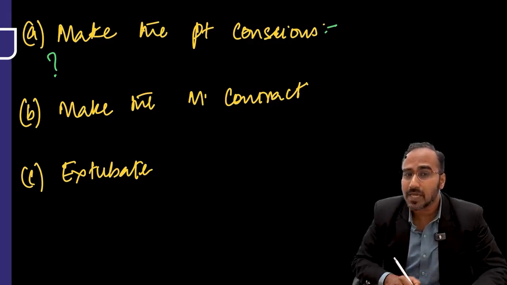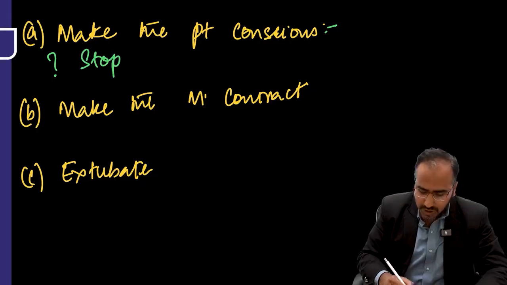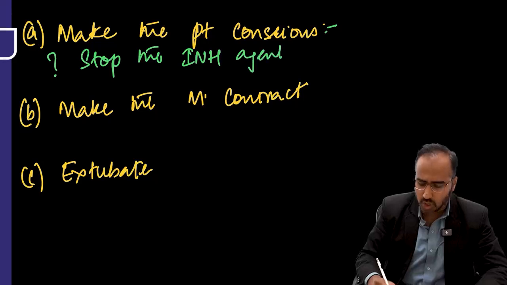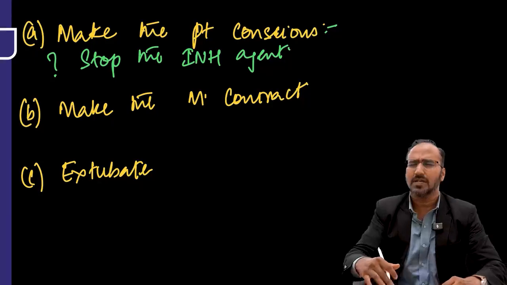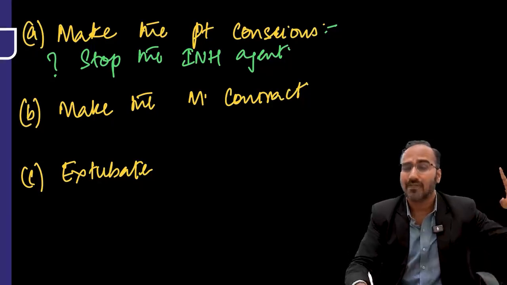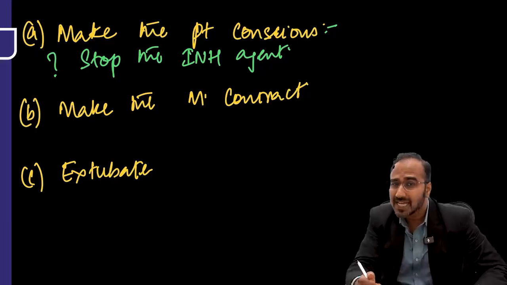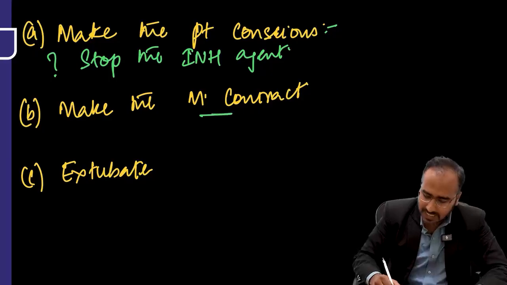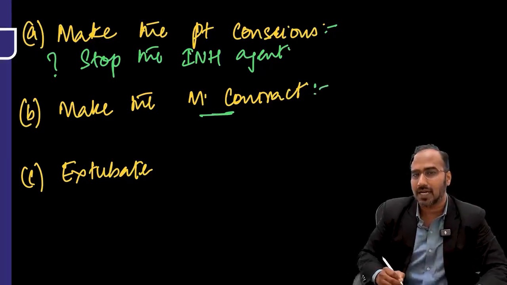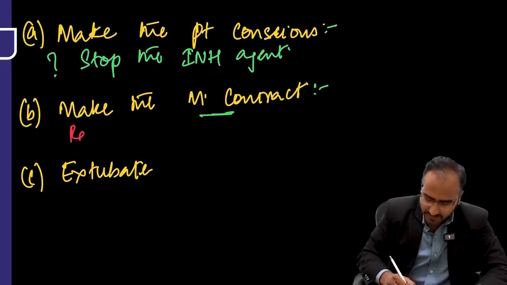How will you maintain the patient unconscious? Inhalational agent. Over here, just stop the inhalational agent. The patient will become conscious, but he is not able to move. Why? Because you have paralyzed the patient with the help of muscle relaxant. So what should be the second aim after making the patient conscious? Make the muscles contract. How will you make the muscles contract? You have to give a reversal agent against muscle relaxant.